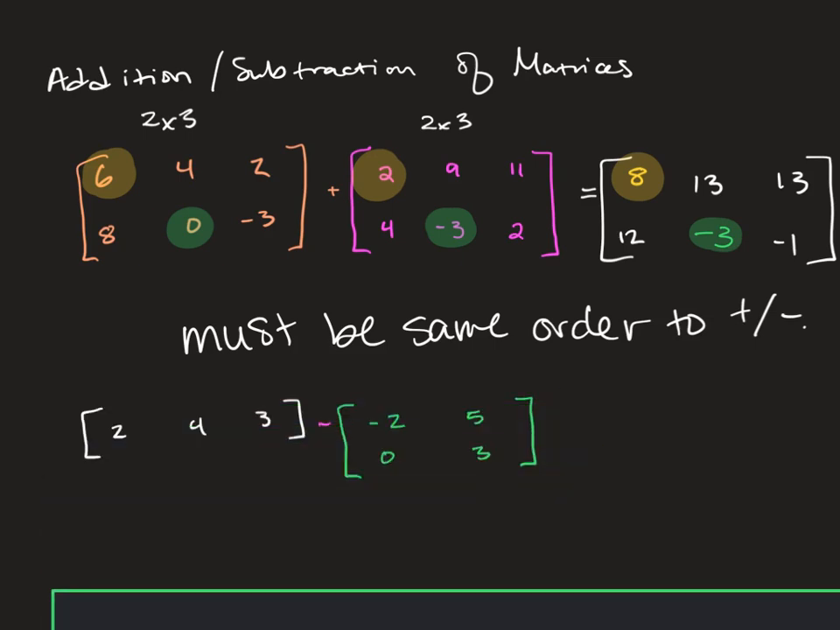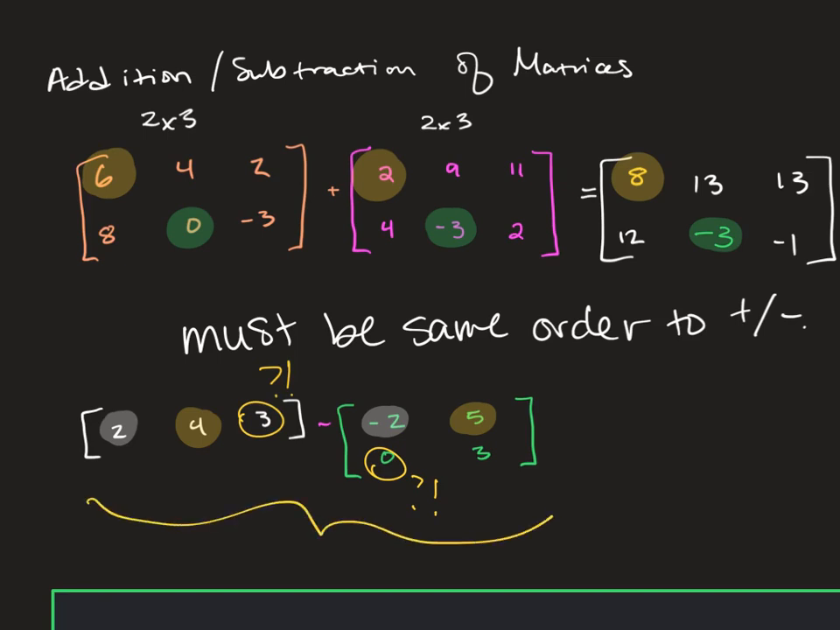So in this case, I can't do this because you would probably start and you'd match up and say, okay, well, the 2 and the negative 2 can pair off, the 4 and the 5, but then all of a sudden you're like, hang on, what do I do with this 3? What do I do with these numbers? And it doesn't match up, so if they're not the same order, it's not possible. So this right here is not possible. Have to be the same order. Moving along.